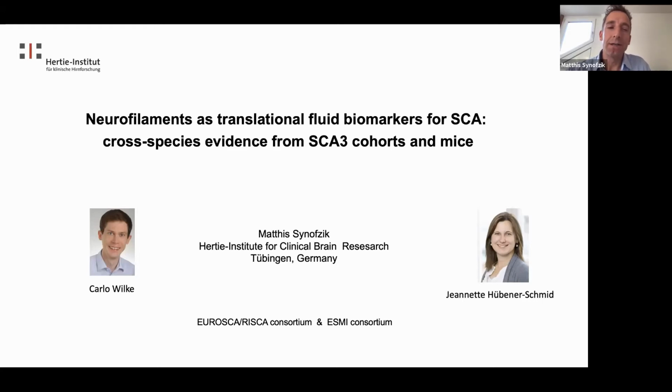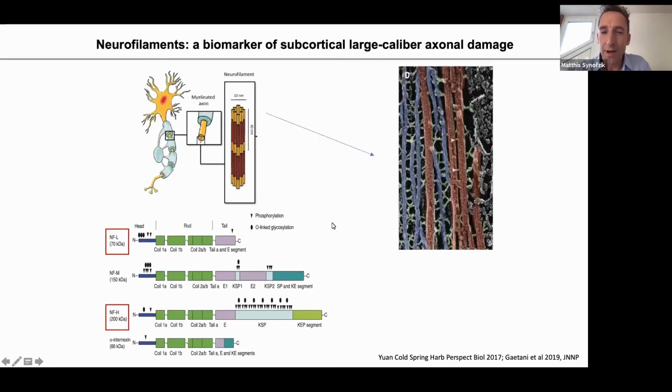I would like to highlight neurofilaments as a biomarker for multisystemic SCAs and ARCAs and take SCA3 as an example. And I want to focus both on human as well as mice work. The work I'm going to show is actually only partly my work. I would like to really acknowledge Carlo Wilke from my group and Janette Hübner-Schmidt from Tübingen, because they did actually most of the work. So what are neurofilaments and why is it promising?